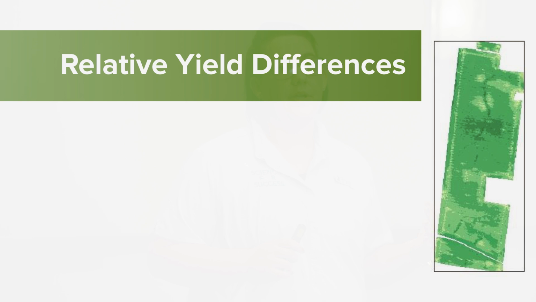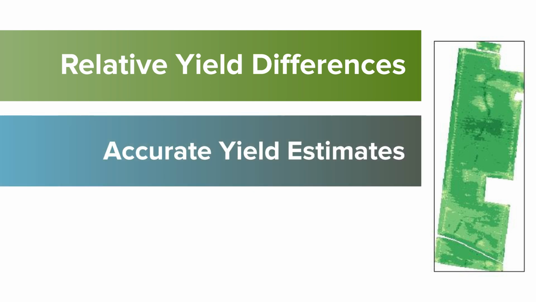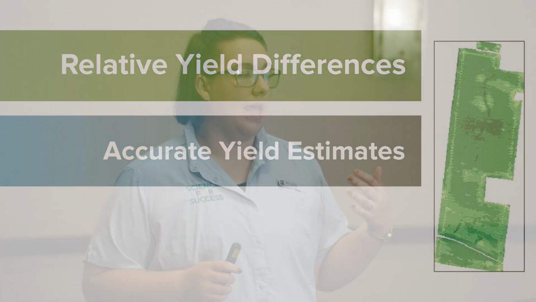So from this map, we know there's a high yield area in the center of the field, and that southwest corner has slightly lower yield. Some folks also use yield maps to get accurate estimates of their average yield within a field or across a farm. In general, yield monitors are going to be better at picking up relative differences in yield, and it takes additional steps to make sure that your average yield estimate is accurate.